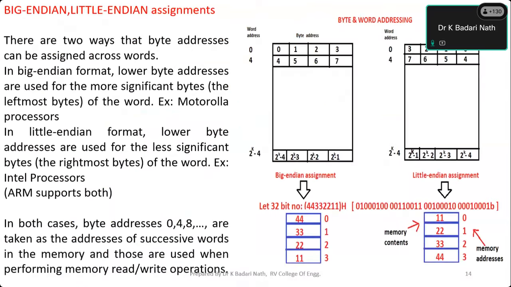Whenever I want to store a 32 bit number, let's say in this example, I'm taking 44, 33, 22, 11H. It's a 32 bit number. H means hexadecimal. That means every one digit in this 8-digit number represents one nibble, which will be converted into binary. For example, 4 means 0100, again 4 is 0100, 3 means 0011. Like that, every one digit requires 4 bits to represent one nibble.